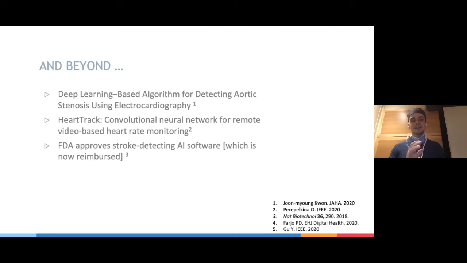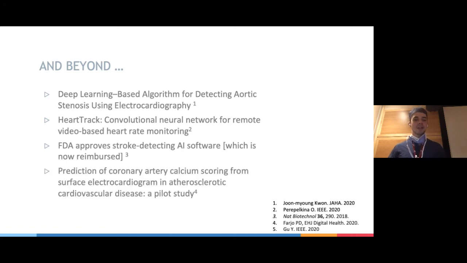Also, this is exciting, as of 2020, this algorithm is now reimbursed for radiologists. Radiologists can bill $40 in Medicare and Medicaid, which is the public health insurance in the US, for using this software. So this is an example of AI not replacing the radiologists, but making them more efficient and being reimbursed. There's also been a prediction of coronary artery calcium score using surface 12-lead ECG.